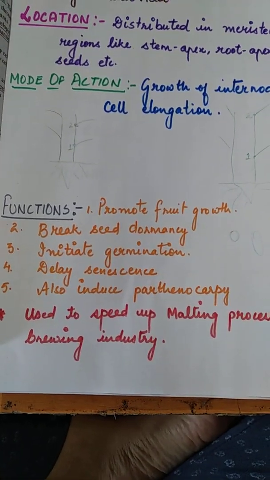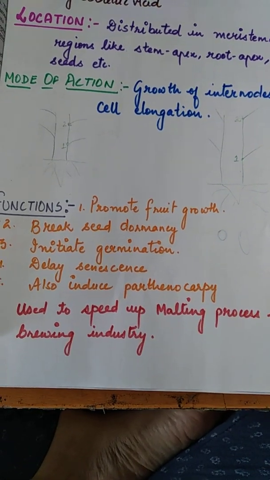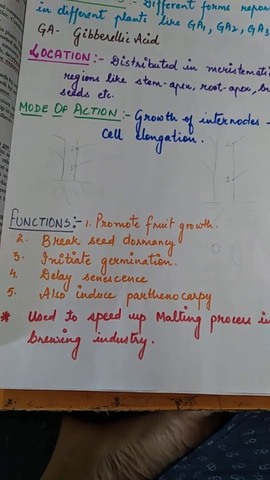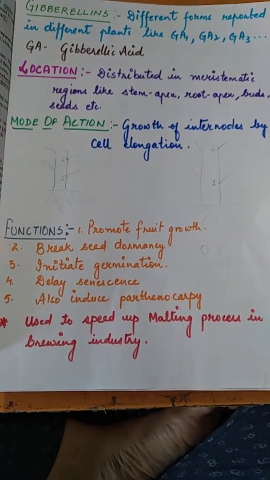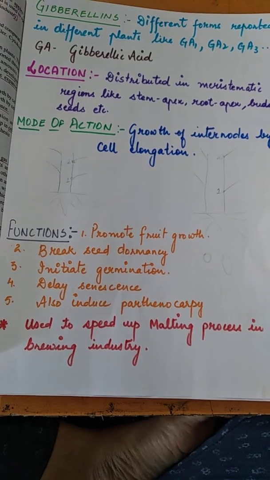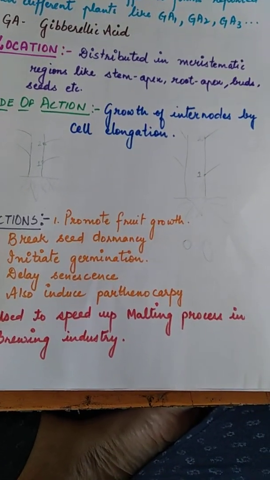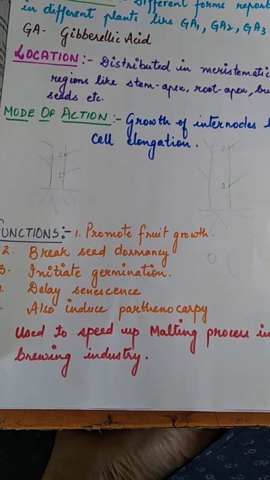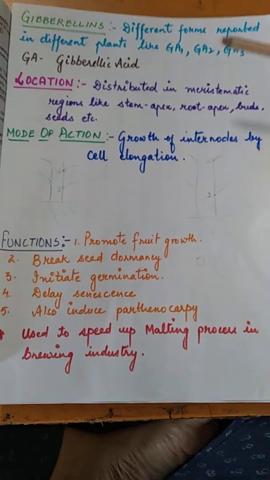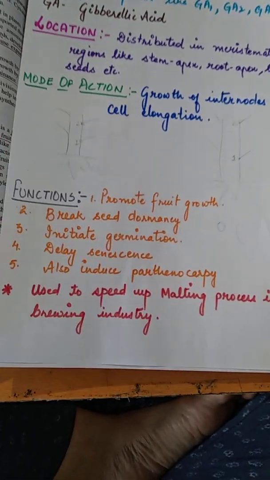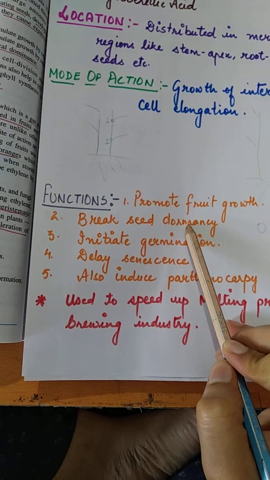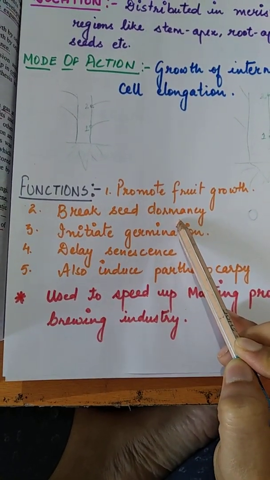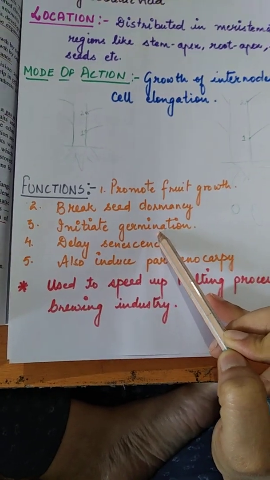Second function is they break seed dormancy. Well, dormancy is a condition when a seed finds some unfavorable condition, so it just halts its metabolic processes, so that it can conserve energy. Whenever it finds favorable conditions, it starts growing. So if we want to break the dormancy of a seed, we simply give gibberellins to that seed. Once the dormancy is broken, what will happen next to the seed? It starts germination. So they break the dormancy, plus they initiate the germination process.